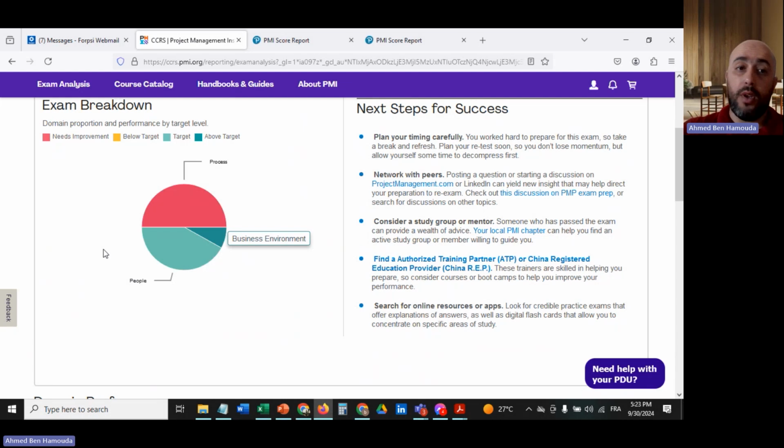Surprisingly, some people manage to get target or above target in process, but they fail the people. It's not usual that way, but it happens. So usually we recommend to them not to spend much time re-preparing, because the people domain is not that tough. It focuses a lot on engaging stakeholders, managing communications, resolving conflicts, etc. Okay, so this was our tip for today.